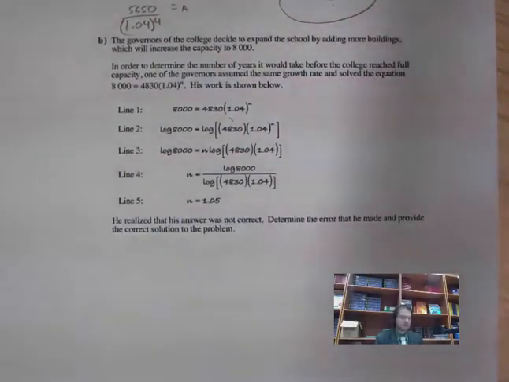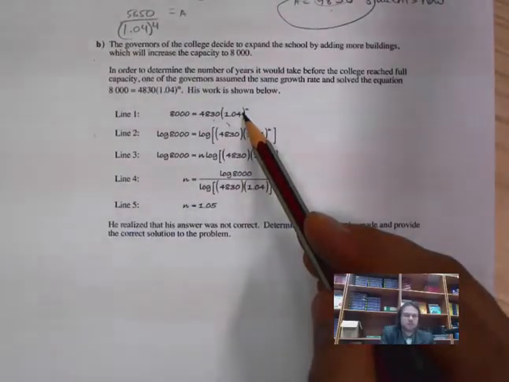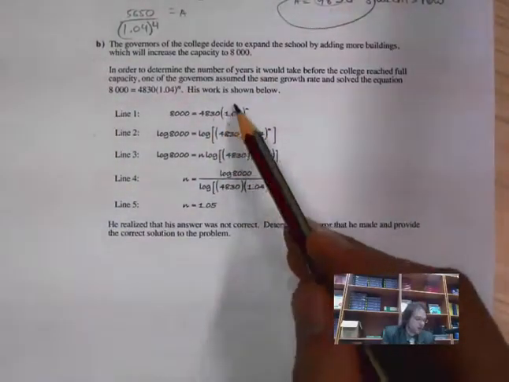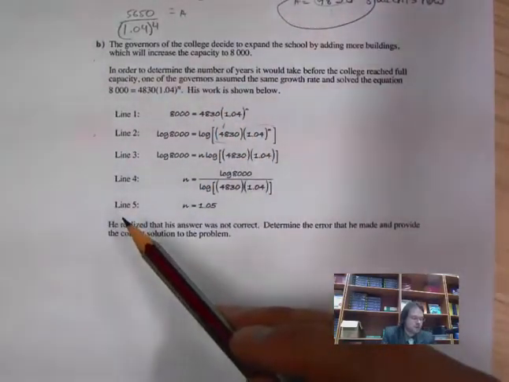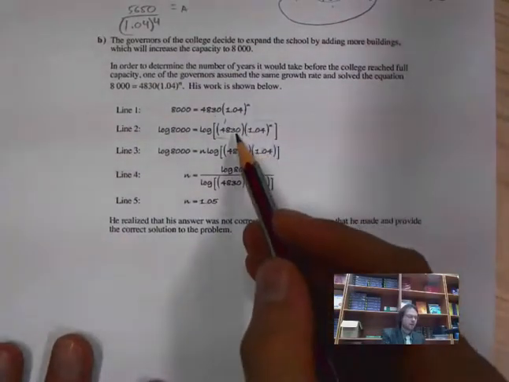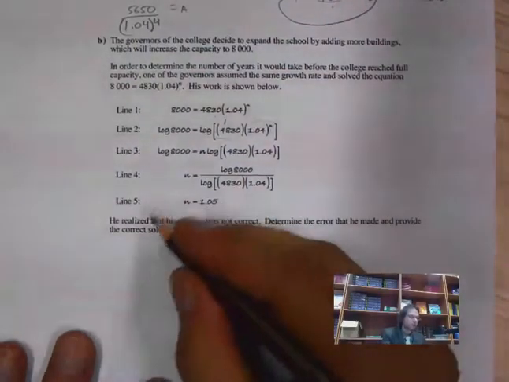All right, so let's take a look at this. Line 1, we have this here. Line 2, he decides to, well, we have exponents, so he logs both sides. But he logged all of this here. Where did he make the error? Well, I know there's an error in line 2, because first we have to isolate my variable the best we can before we log.